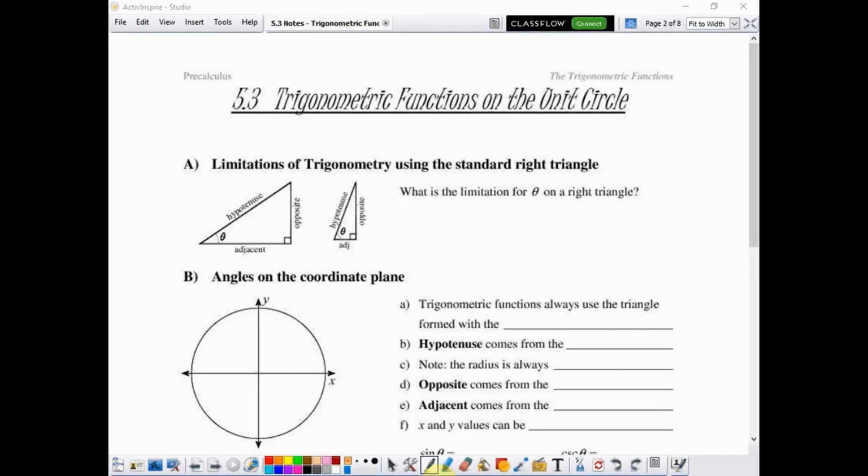Hey guys, welcome back. Today we're going to deal with trig functions on the unit circle. So there is a limitation of trig when using a standard right triangle, and that is that theta, an angle measure, must be greater than 0 degrees but less than 90 degrees. So when we put that on a unit circle, we can have an angle formed anywhere on this circle. Because of this limitation, trig functions always use the triangle formed with the reference angle.